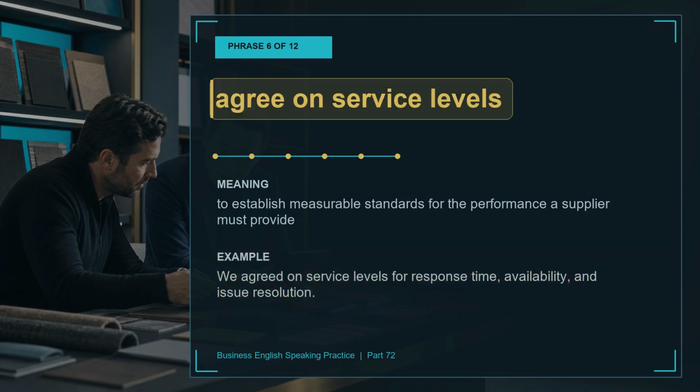Service levels turn general promises into defined expectations and measures. They may include remedies for poor performance. Use this phrase when a continuing service needs objective performance standards. Now repeat. Agree on service levels.